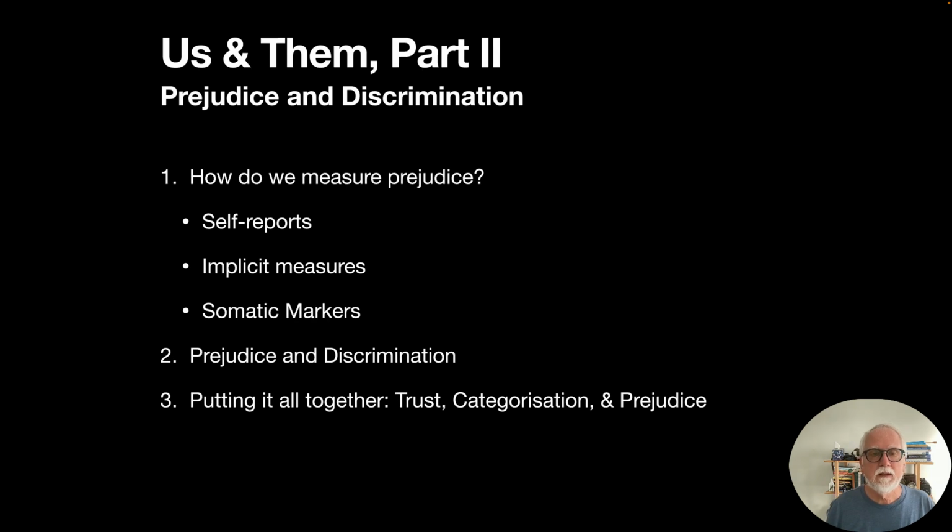So in sum, we've talked about how we measure prejudice in all these different ways. We've talked about prejudice and discrimination, and two different studies that looked at how prejudice and discrimination go together. And finally, we put it all together from the last two lectures, this one and the previous one, about how trustworthiness, categorization, and prejudice can all work together, even for minimal groups where we just made up a red and a blue team.